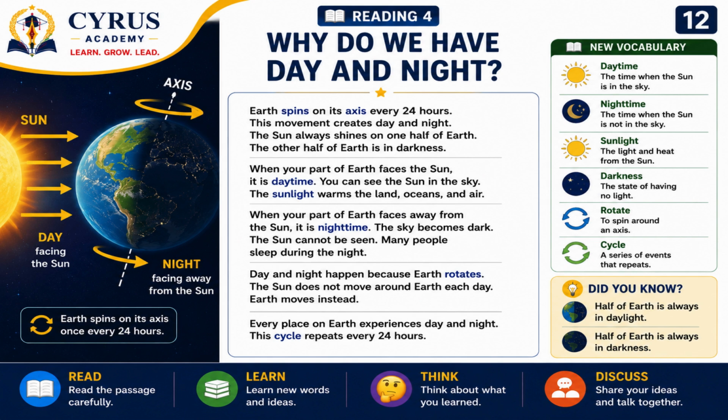When your part of Earth faces away from the sun, it is nighttime. The sky becomes dark, and the sun cannot be seen. Many people sleep during the night.